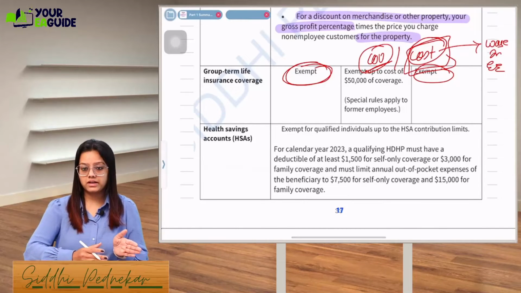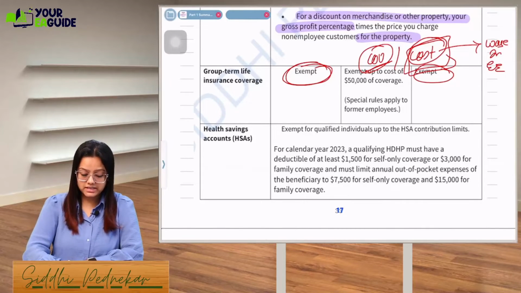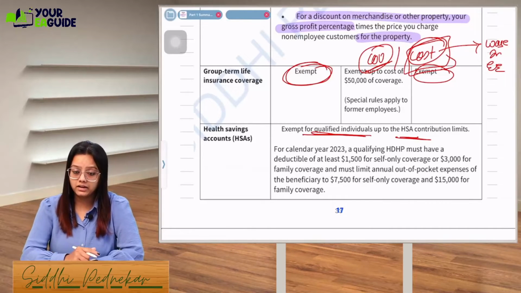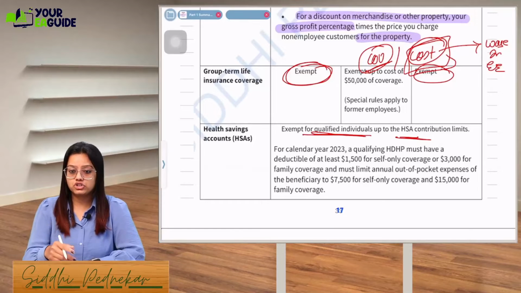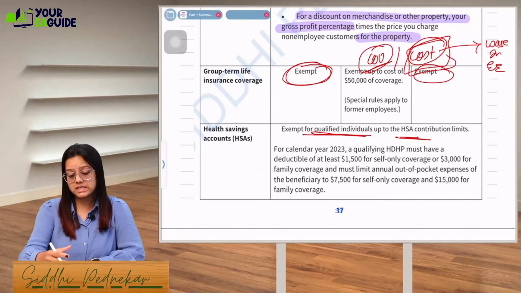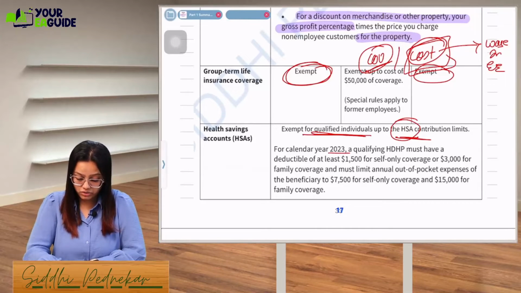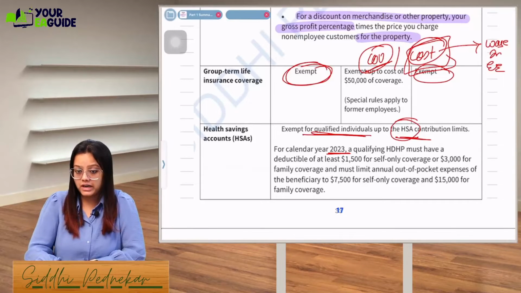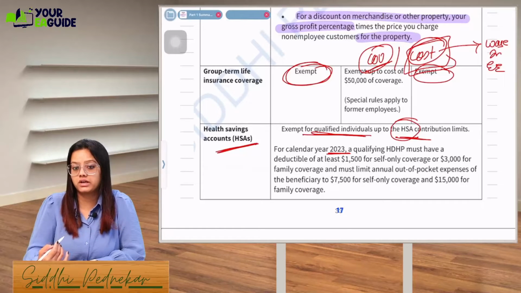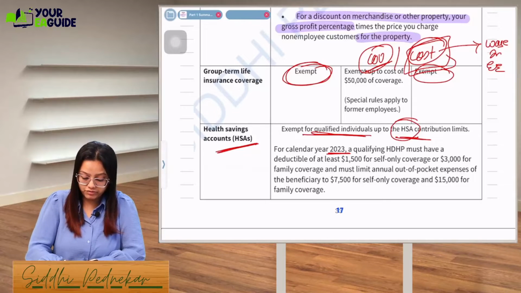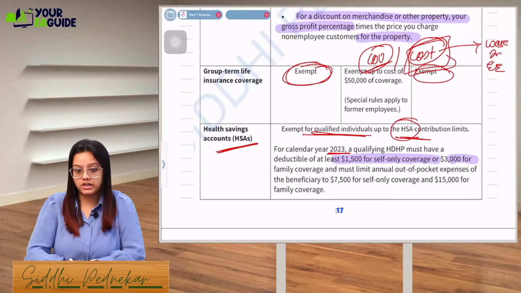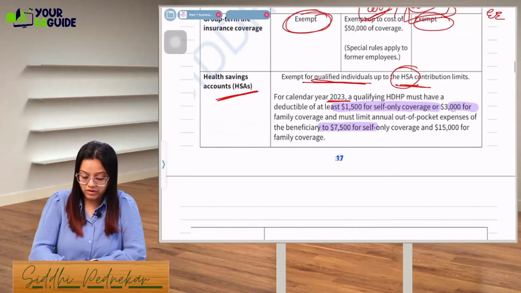Next is health savings account. If the employer is providing a health savings account for the employee, then it is exempt for qualified individuals up to the HSA contribution limit. We will see that when we do the HSA topic, and additional adjustments to income we'll see in the adjustments to income topic. Over there it is mentioned that for calendar year 2023, a qualifying HDHP means a qualified health savings account. If you're depositing a certain amount, then it will be deducted up to 1,500 for self-only coverage and 3,000 for family coverage, and the out-of-pocket expense allowed is 7,500 and 15,000.